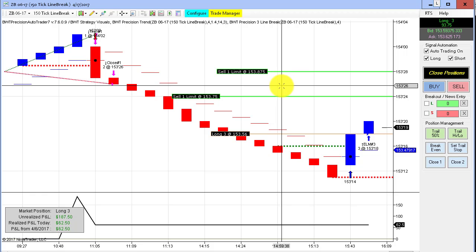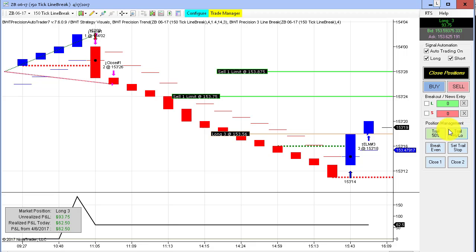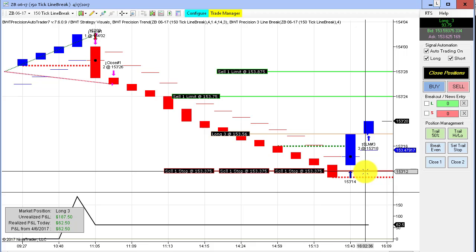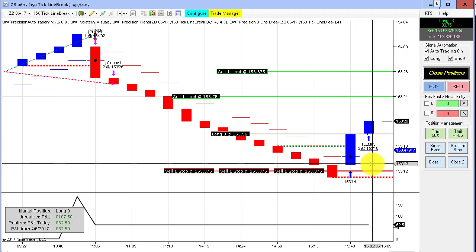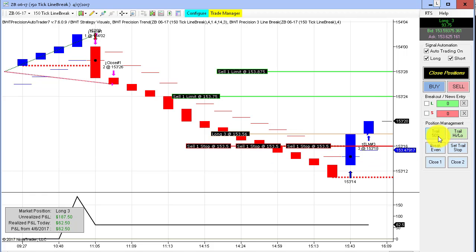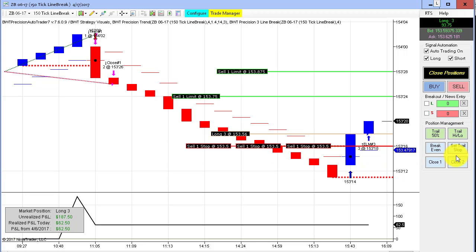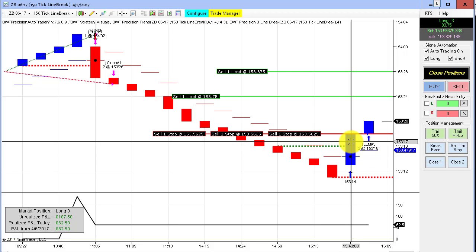when we are in a live trade, you can use the buttons to move your stops. For example, if I hit the trail stop button, it's going to bring my stops closer. If I hit it again, it's going to bring it in half of this distance. As you can see, I could close one of the contracts by clicking this button. I could bring my stop to break even by hitting the break even button, which I just did.